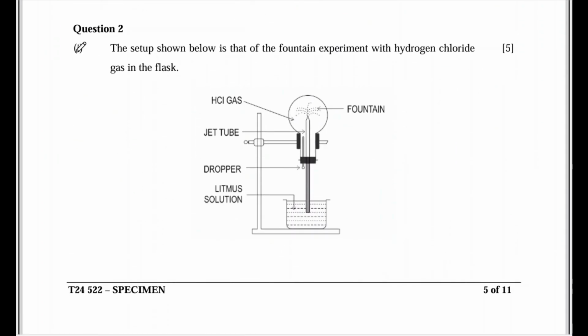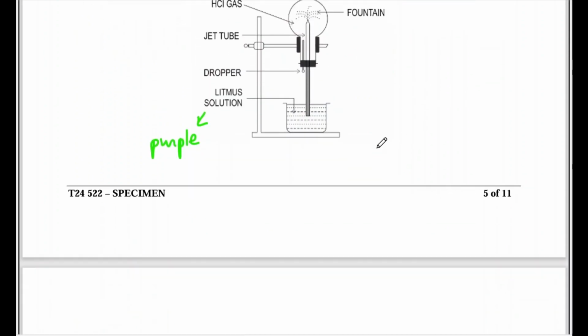Let's move to question number 2 in the section A. The setup shown below is that of fountain experiment with hydrogen chloride gas in the flask. Okay, so HCl gas is there, jet tube, dropper, litmus solution. They did not mention any color of litmus solution. So if you take neutral litmus solution, it will be purple in color. Remember, neutral litmus solution will be purple in color. This is a fountain, you have HCl in this.